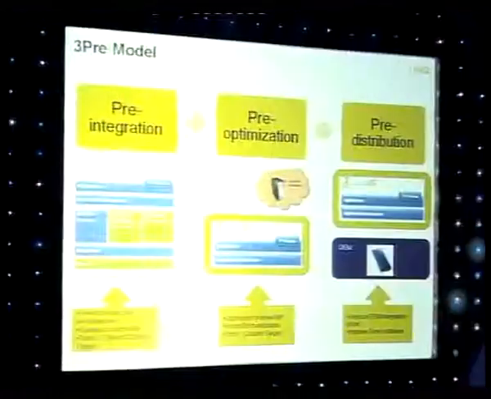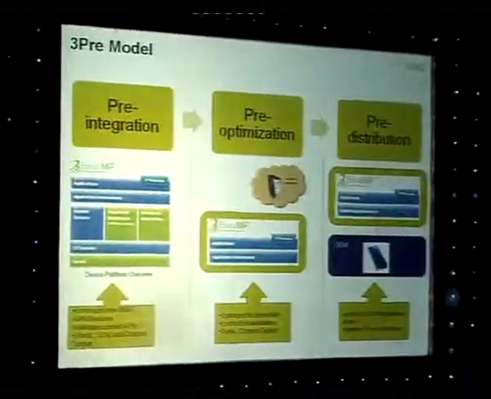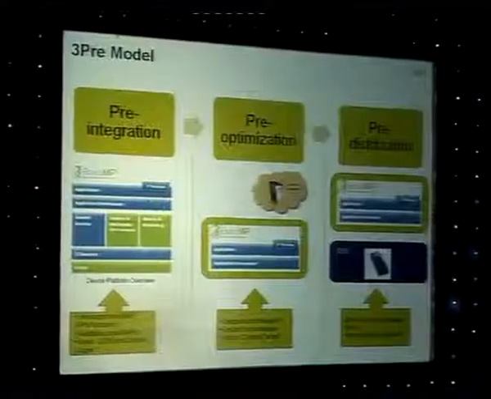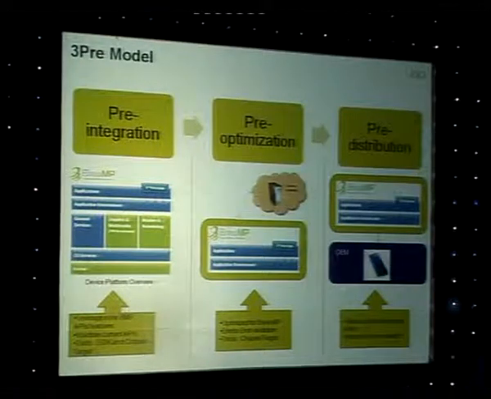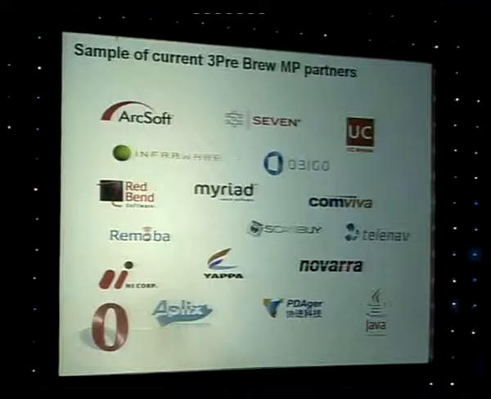So when a customer gets, say, a QRD, he not only gets the chipset, the BrewMP platform and the UI, he also gets a lot of these pre-integrated applications. Qualcomm is also trying to license some of these key applications, such as the browser, so that as an OEM or an ODM, you don't have to negotiate any further license agreements with the application vendor. So the idea is to grow the platform beyond the UI, to include the applications and services that any platform needs. These are some of our sample partners in the pre-integrate, pre-optimize, and pre-distribute program.